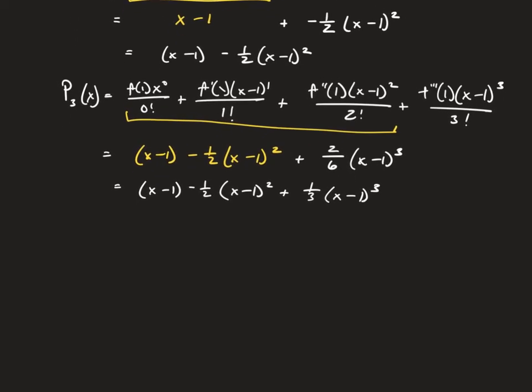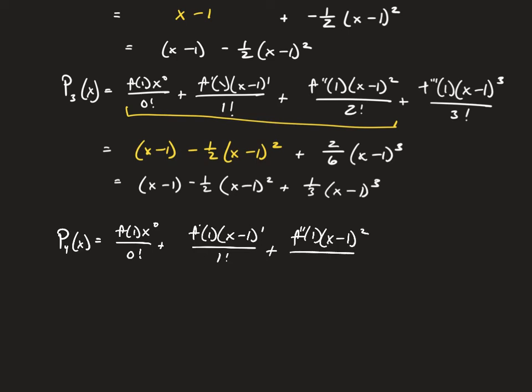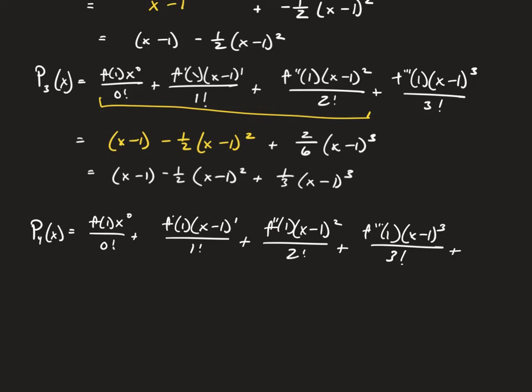And we have just one more to go, so let's see the 4th degree polynomial. We'll just write out all that we had before, f of 1 over 0 factorial, plus x minus 1 to the 1st over 1 factorial, plus f double prime, I forgot my derivative there, f double prime of 1, x minus 1 to the 2nd power over 2 factorial, triple prime, x minus 1 to the 3rd over 3 factorial, and then we just have to do the 4th derivative at 1.